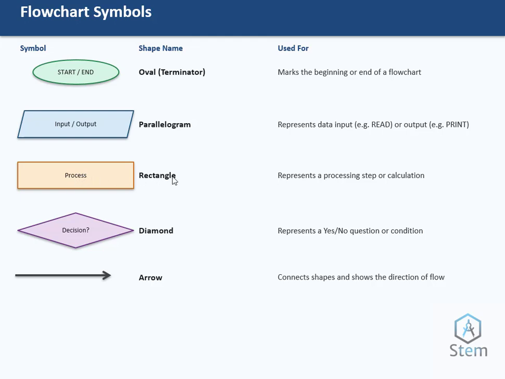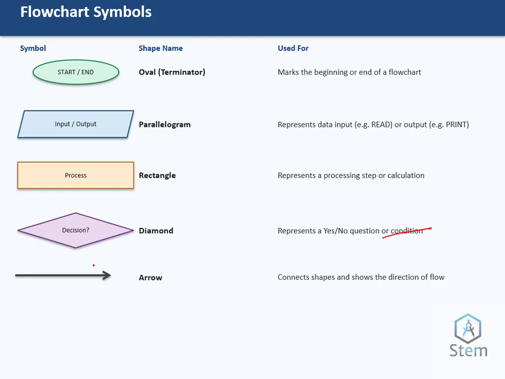Then the rectangle represents a process, which can be a calculation or any kind of processing step. We also have the diamond shape. The diamond shape represents a decision making, which means inside this diamond shape, we must have a question. A question that resolves into a yes or a no. That is the only kind of question which is accepted. So it's pretty much a condition.